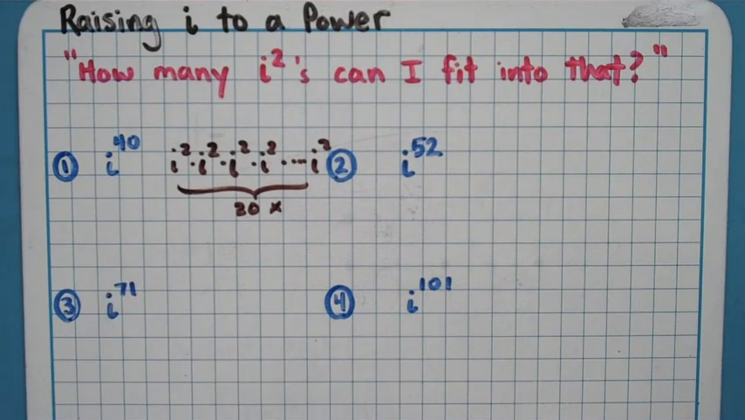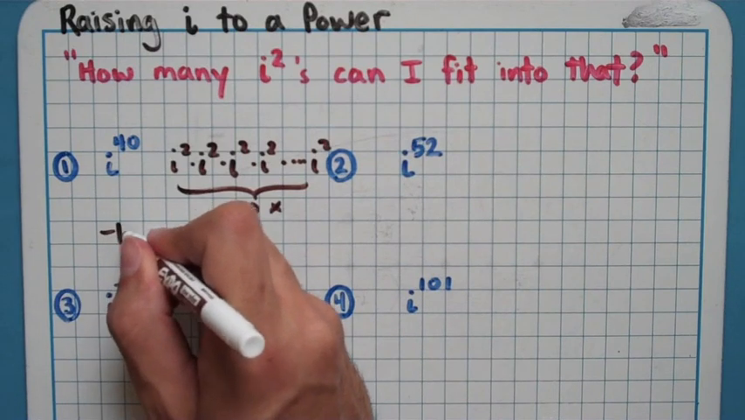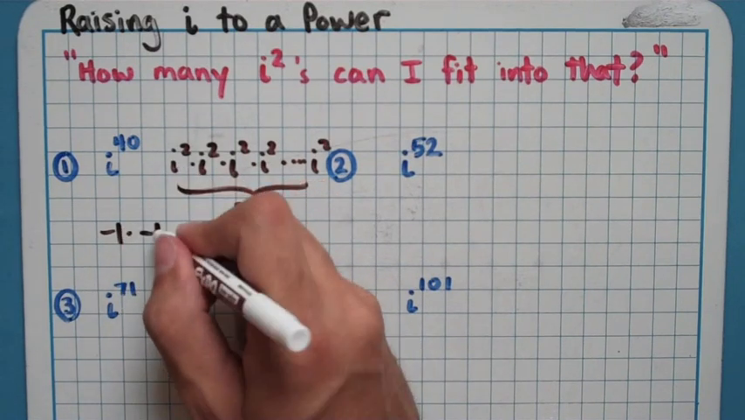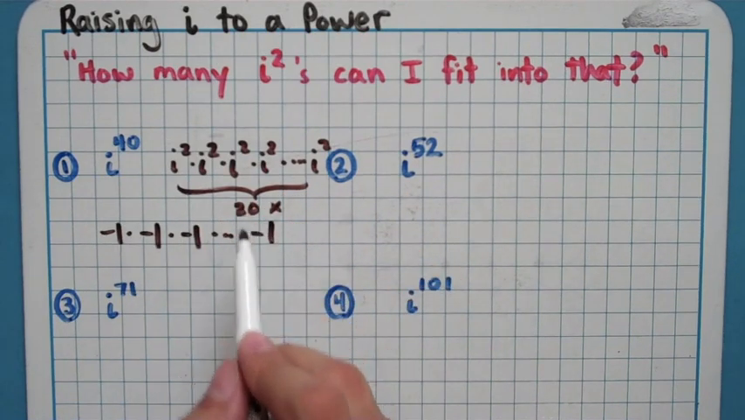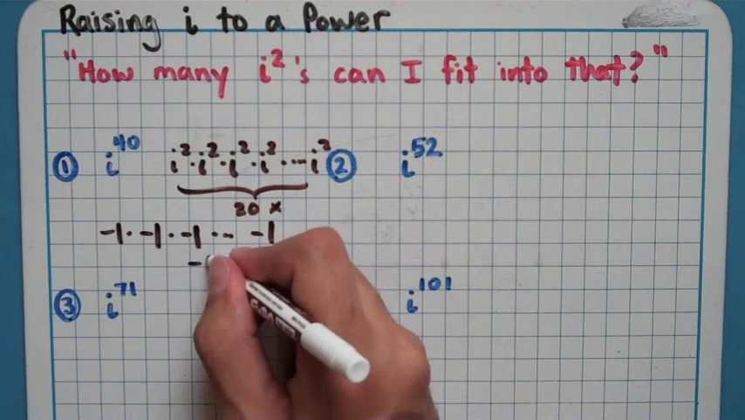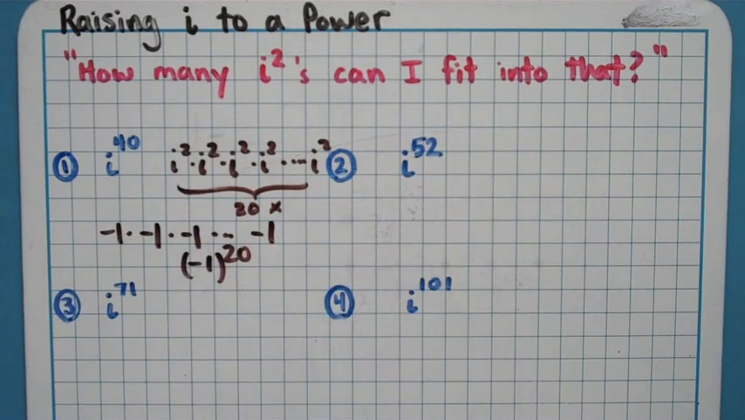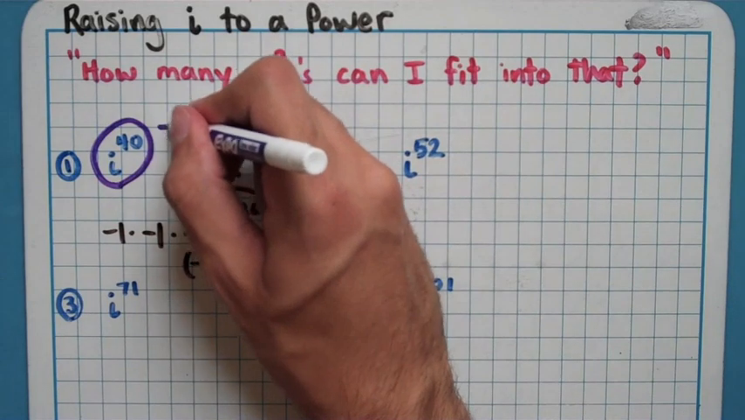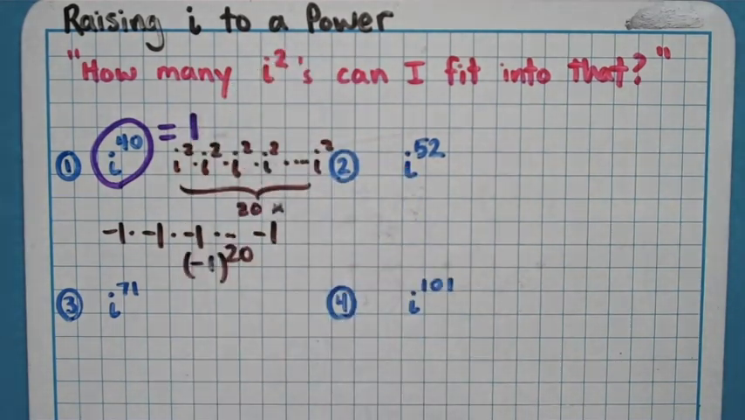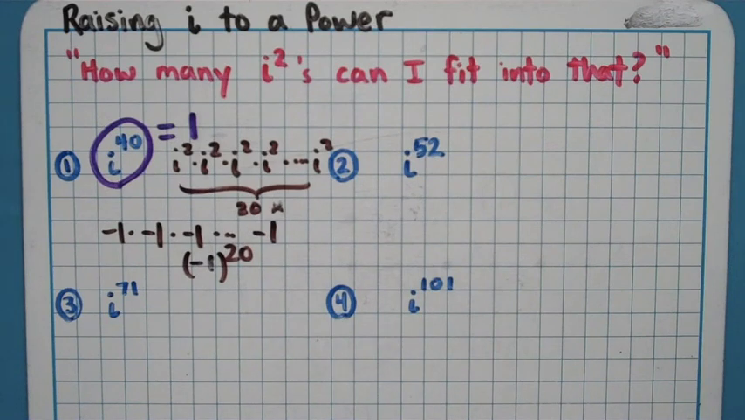Well, if you have 20 of those, each of those is a -1. So that's really -1 times -1, because i squared is -1, times -1, 20 times. So there's really 20 -1s, which I can also write as -1 to the 20th power. Well, -1 to the 20th power is just +1. If you multiply 20 -1s together, you just get 1 as your answer. So this i to the 40th power is really just equal to +1. So sometimes when you raise i to a power, you get 1 as your answer, a regular real number.